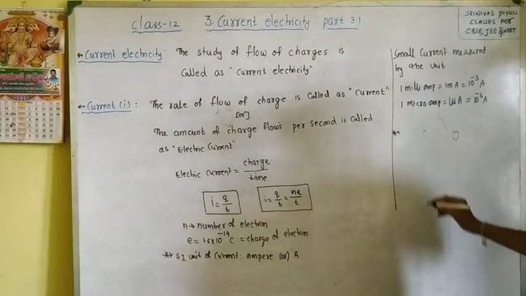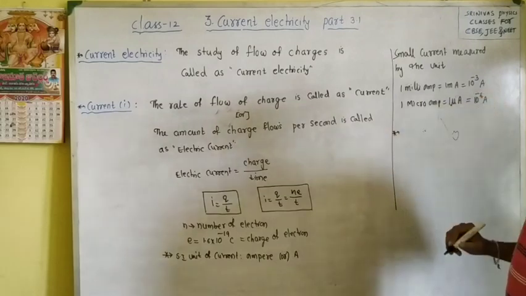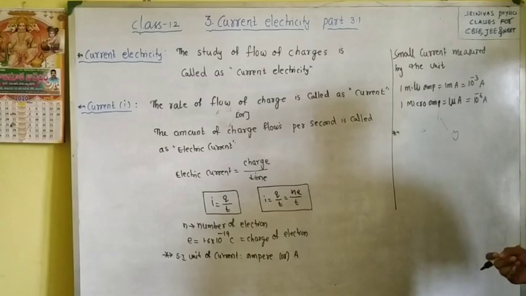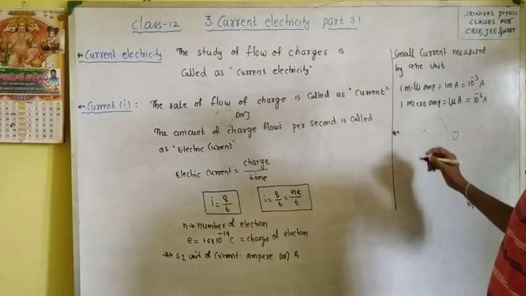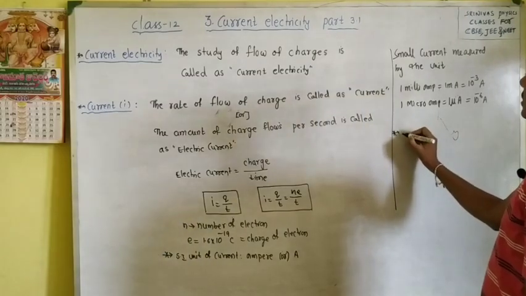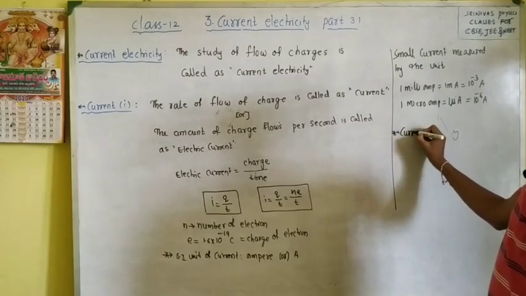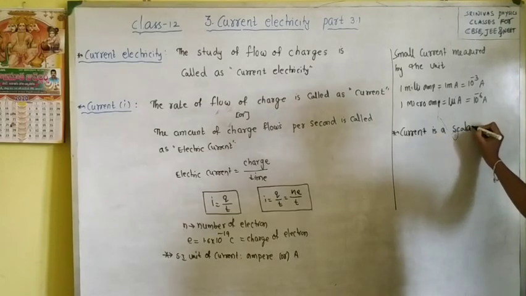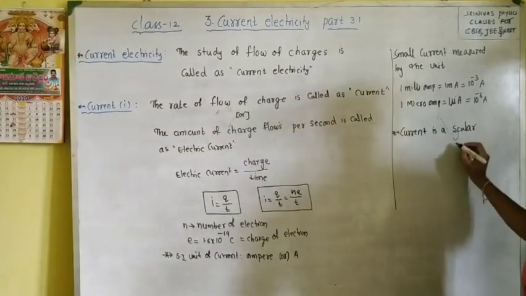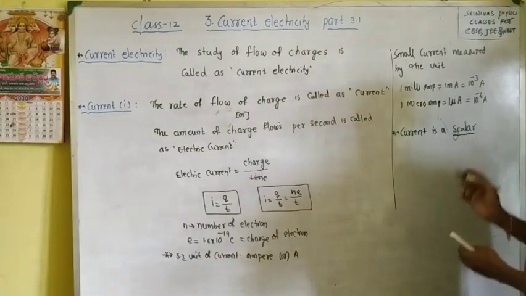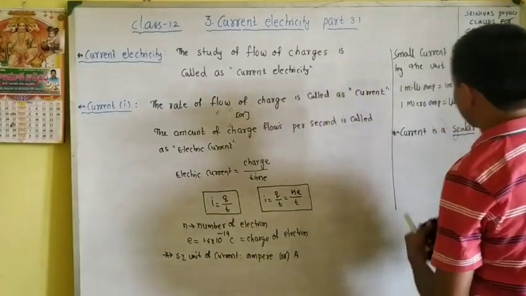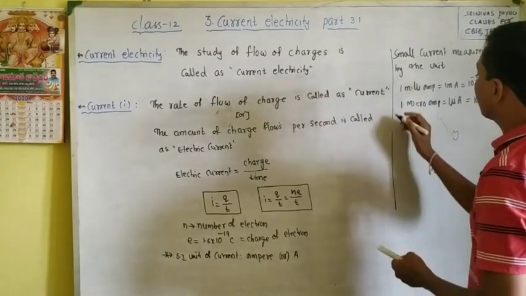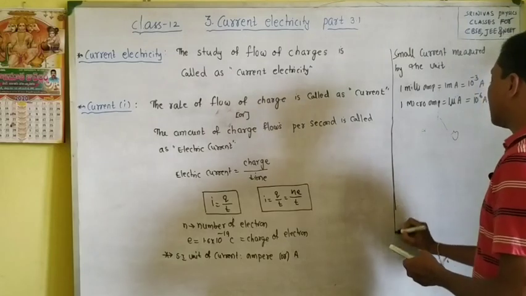And we can also write one thing, whether the current is a scalar or vector and what is the direction of the current. First of all I will tell whether it is a vector or scalar. Current is a scalar, it's not a vector. Why is it a scalar? The current has a direction, right? Before that I will tell the direction also, and after telling the direction I will tell whether it is a vector or scalar.